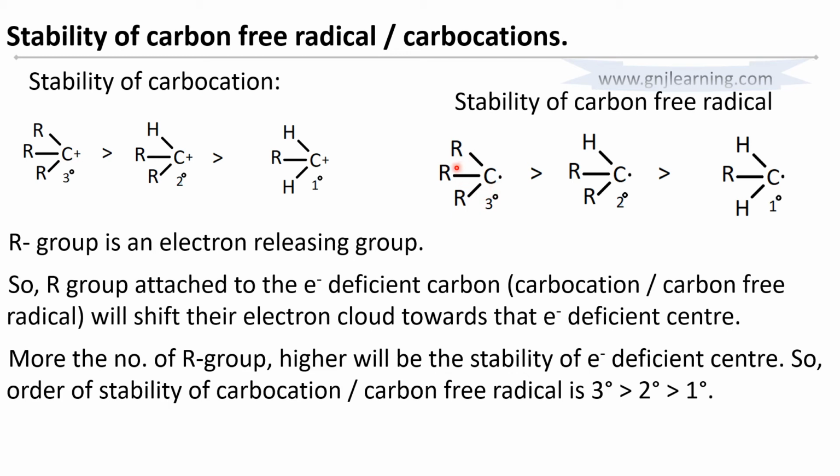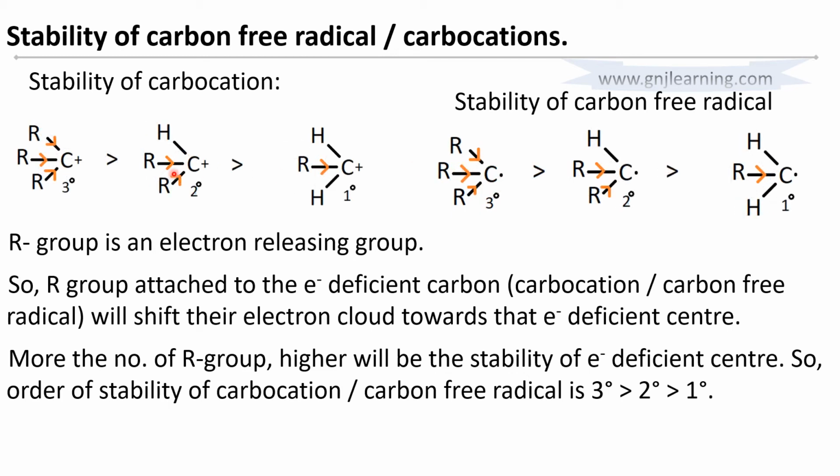So it will be something like this. You can see here 3 R groups are pushing their electron density towards C+. So to some extent this plus charge is compensated. Here also there is a push, but only from 2 R groups, so its compensation is a little bit less. So it's a little bit more unstable. And here you have only 1 R group, so its stability is even lesser.